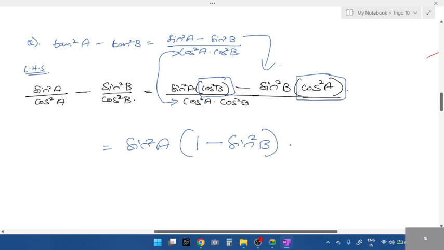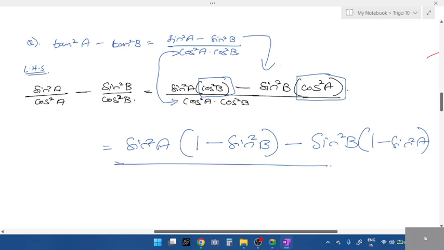B, right? Next, numerator, we have sine square B. I'm not going to convert sine, students. Look at the numerator. What is cos square A? 1 minus sine square A. I'm just converting the cos values. Open the bracket. What do you get?